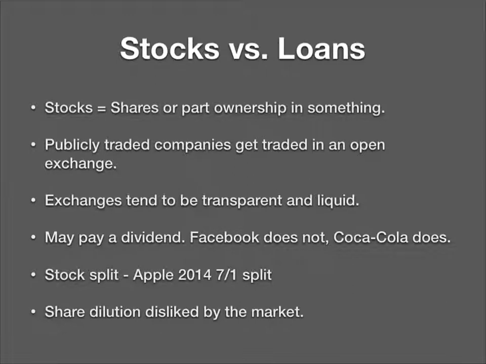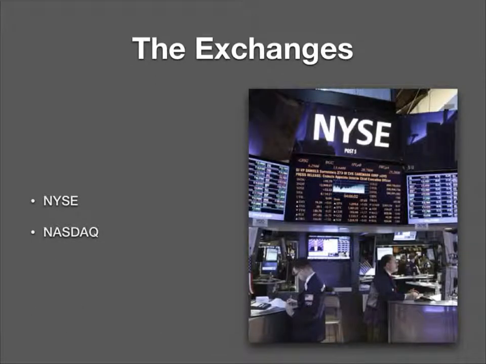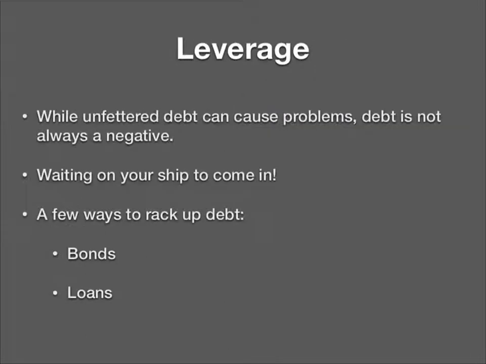And then the last one, share dilution. They talk a little bit about that. That's disliked by the market typically, and that's because it makes your shares worth less. If your company has 10,000 shares and you magically create 10,000 more and throw them onto the market and sell them, you just diluted the price of the shares that shareholders already had. Tends to tick them off. A couple examples: the New York Stock Exchange and the NASDAQ are example exchanges.